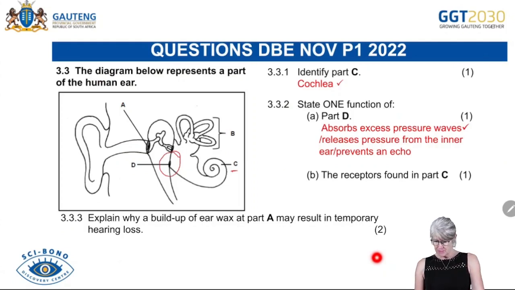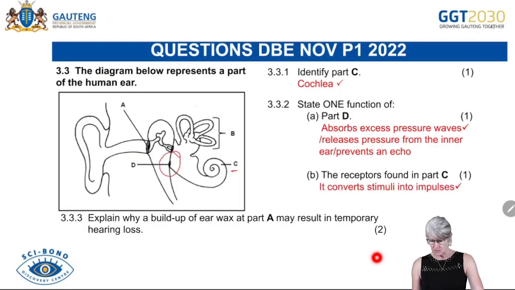Then they say state one function of the receptors found in part C. The receptors found in part C are to convert the stimulus into an impulse. And then they say, explain why a build-up.